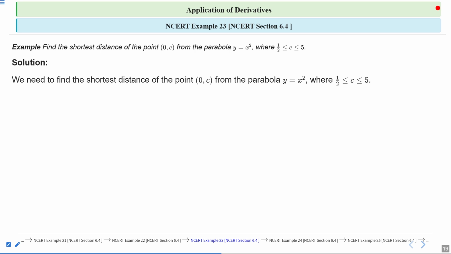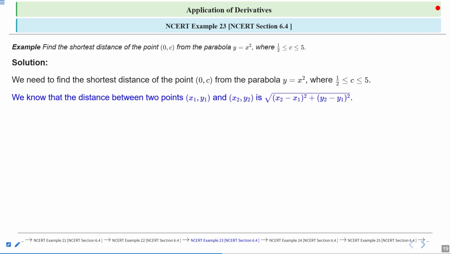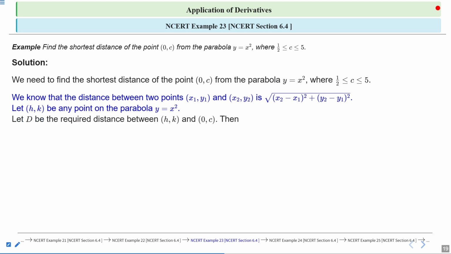We need to find the shortest distance of the point (0, c) from the parabola y = x², where c is between 1/2 to 5. We know that the distance between two points (x1, y1) and (x2, y2) is root over (x2 − x1) whole square plus (y2 − y1) whole square. Let (h, k) be any point on the parabola y = x². Let d be the required distance between (h, k) and (0, c).